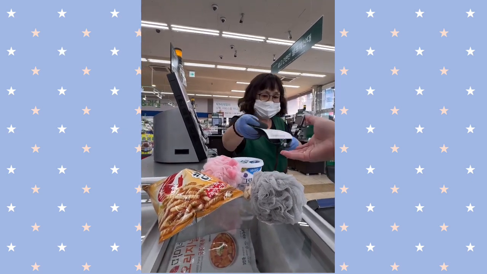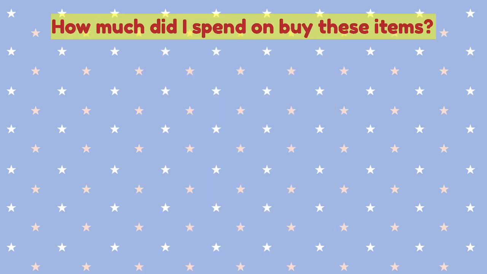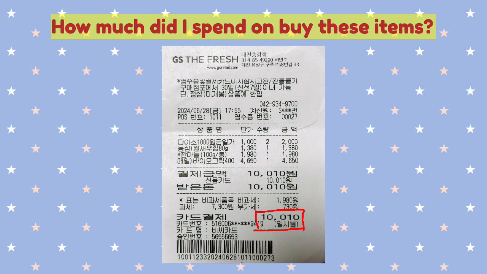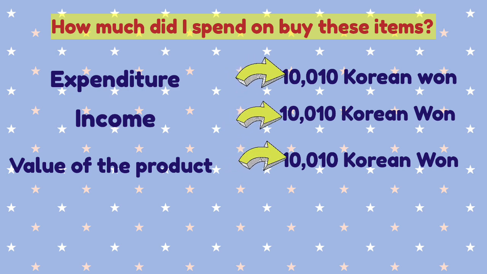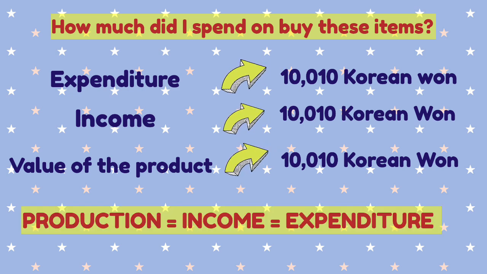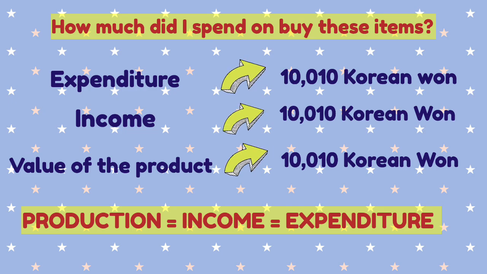Can you guess how much I spent on these 5 items? 10,010 Korean won. That's something interesting, isn't it? So, my expenditure of 10,010 Korean won was income for the supermarket. Why did I spend 10,010 Korean won? Because that was the value of the products that I purchased. So, production value is also equal to 10,010 Korean won.